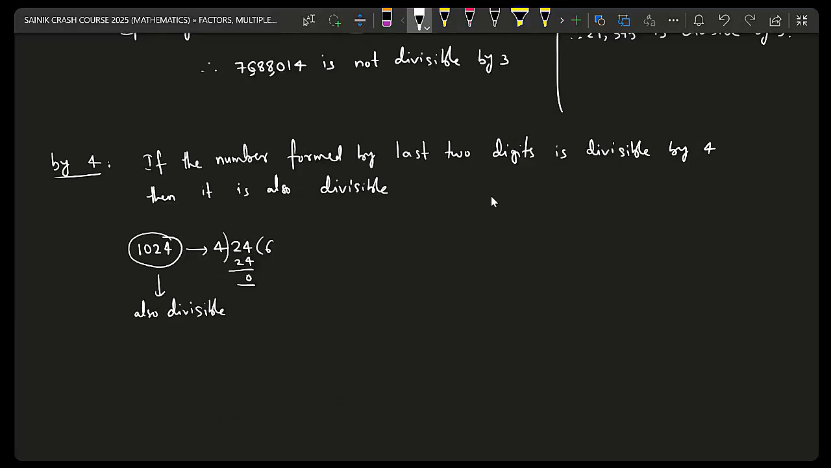Let us take 1131. Is this divisible by 4 or not? What is the number formed by the last two digits? It is 31. Check whether it is divisible by 4 or not. 4 sevens are 28 and the remainder is 3. That means 31 is not divisible, so we can say this number is also not divisible.